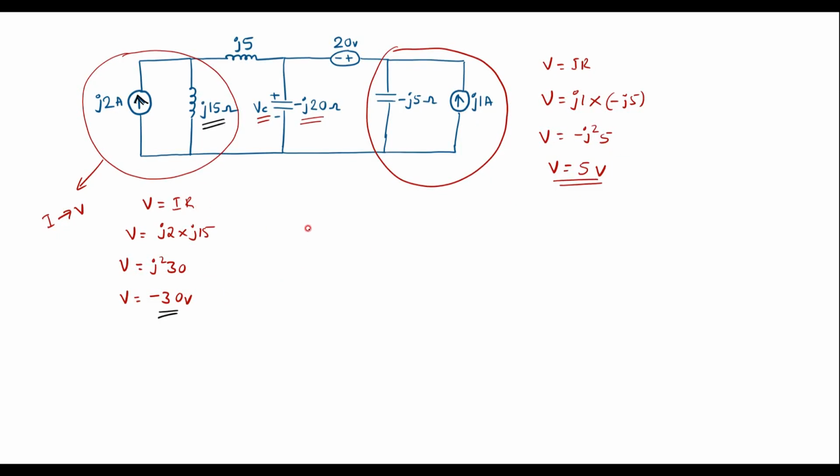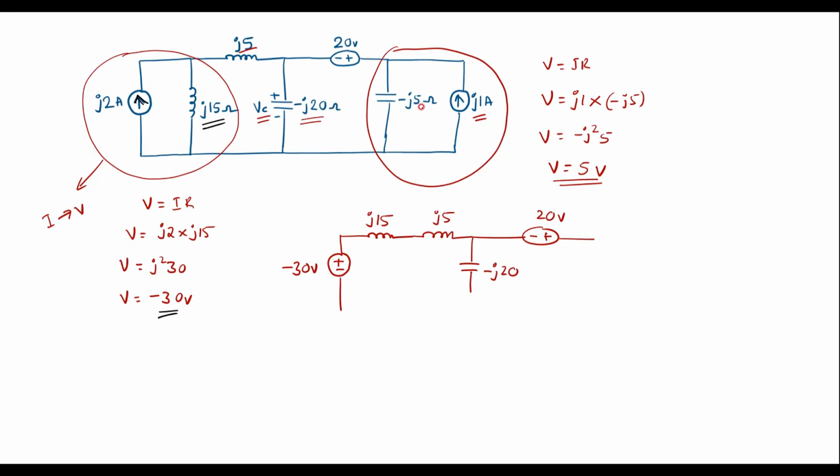Now let me draw the equivalent circuit. Here we have current source is replaced by 30 volt. So this is minus 30 volt. Polarity is head end is this side. So this will be positive, negative. So this J15 will come in series with this. This is J15. This J5 is kept as it is in series, that is J5. This will be kept as it is in parallel, minus J20. Here 20 volt source is kept as it is, minus plus 20 volt.